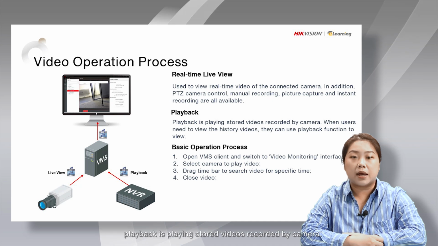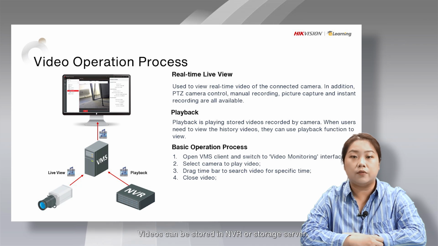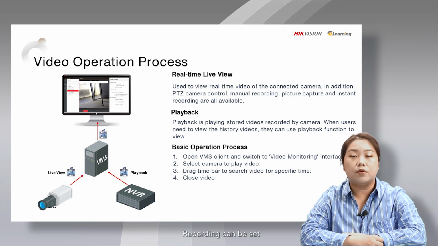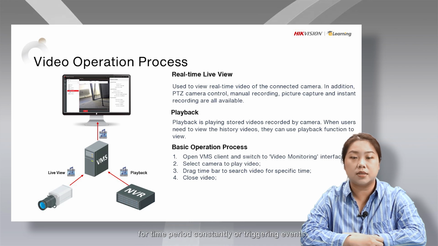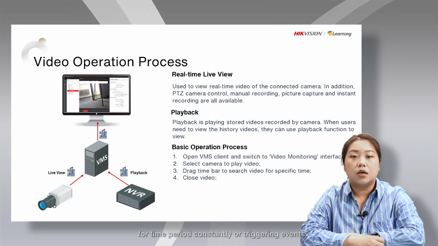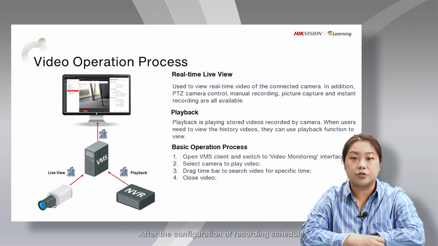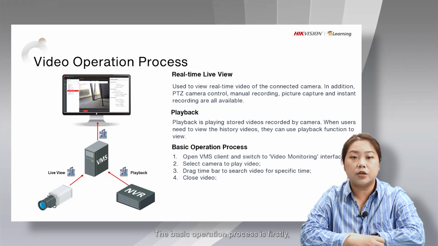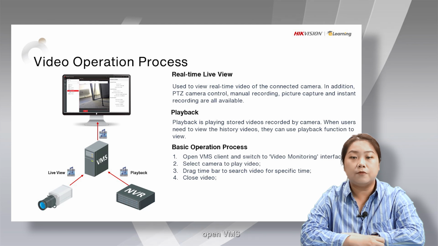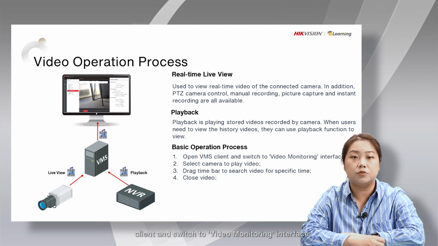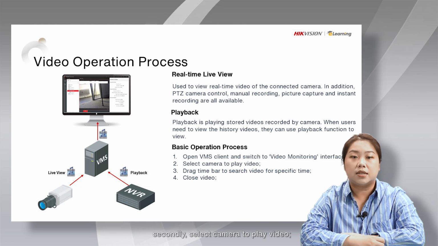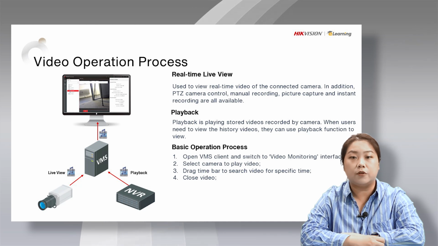In addition, playback is playing stored videos recorded by camera. Videos can be stored in NVR or storage server, and recording can be set for time period constantly or triggering events. After the configuration of recording schedule, users can use playback to view the history videos. The basic operation process is firstly, open VMS client and switch to video monitoring interface, and secondly, select camera to play video. Thirdly, drag time bar to search video for specific time, and finally close the video.